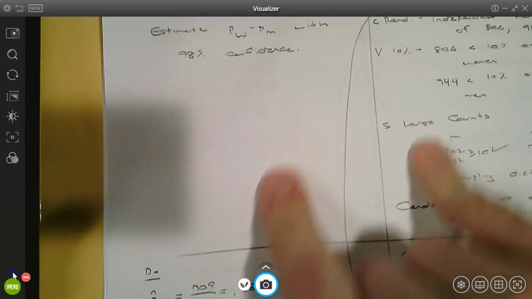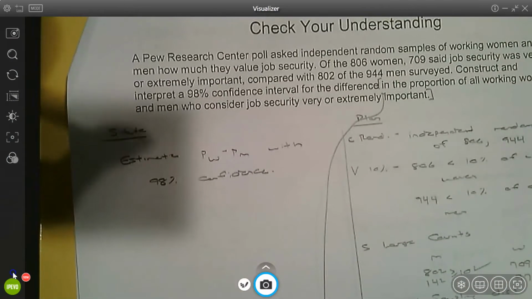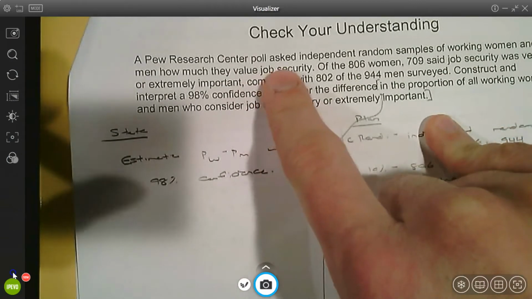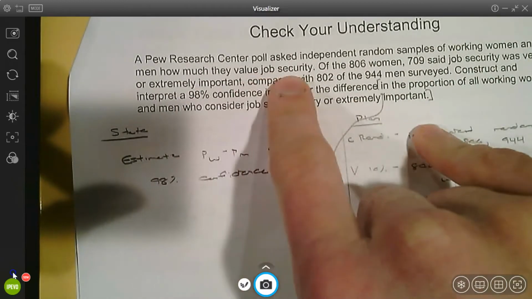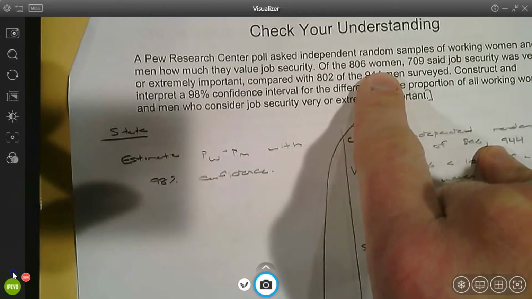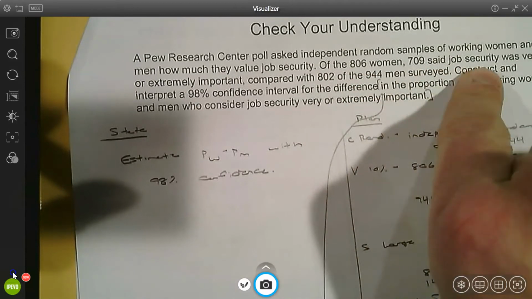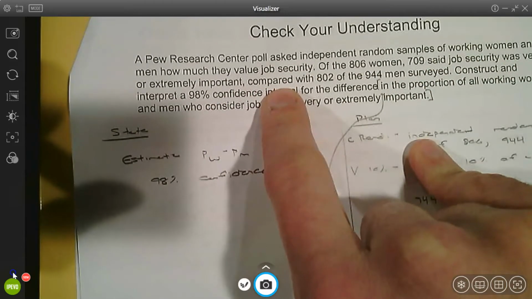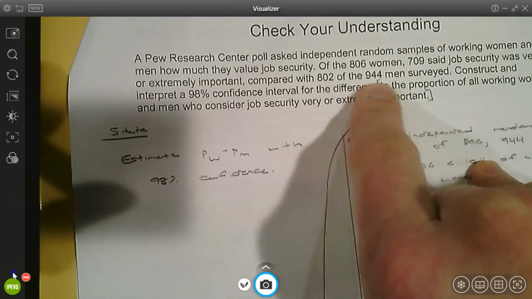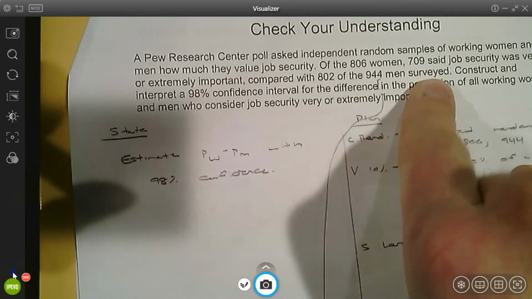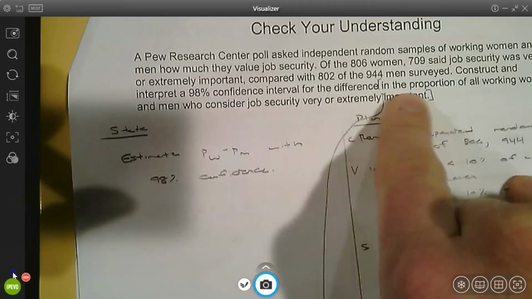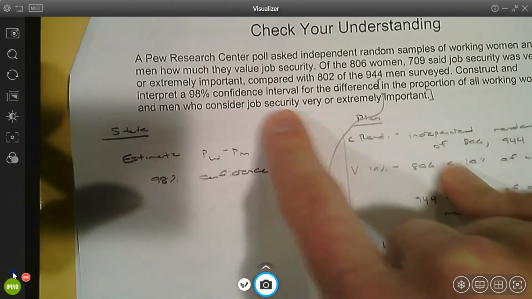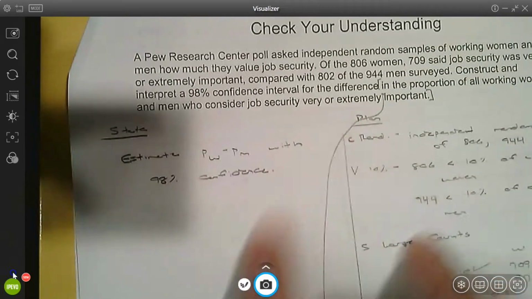All right, here we are with the question on page 6. A Pew Research Center poll asked independent random samples of working women and men how much they value job security. Of the 806 women, 709 said job security was very or extremely important, compared with 802 out of the 944 men surveyed. Construct and interpret a 98% confidence interval for the difference in the proportion of all working men and women who consider job security very or extremely important.